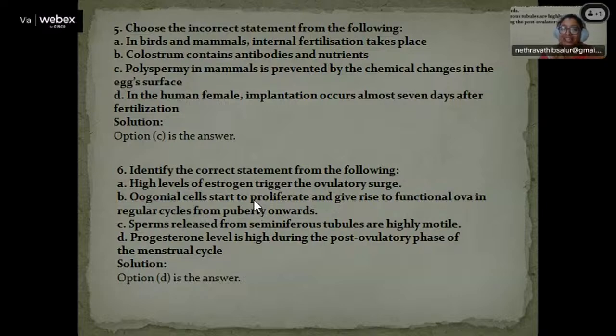So by giving these 6 questions, I've tried to make you think about the MCQs which you get in both PUC, CET and NEET. As MCQs are included in PUC, we also have to consider MCQ questions. We cannot ignore these because they carry 15 marks.